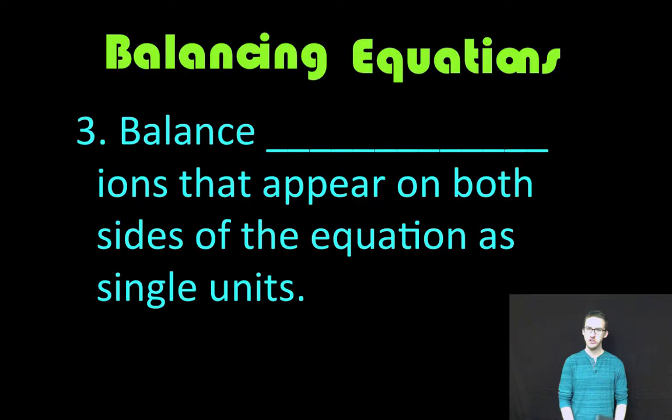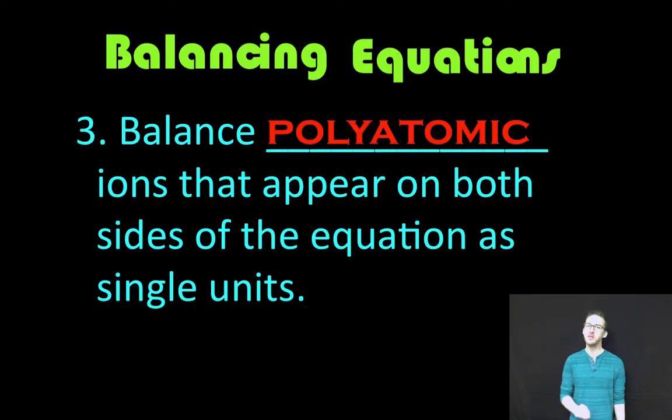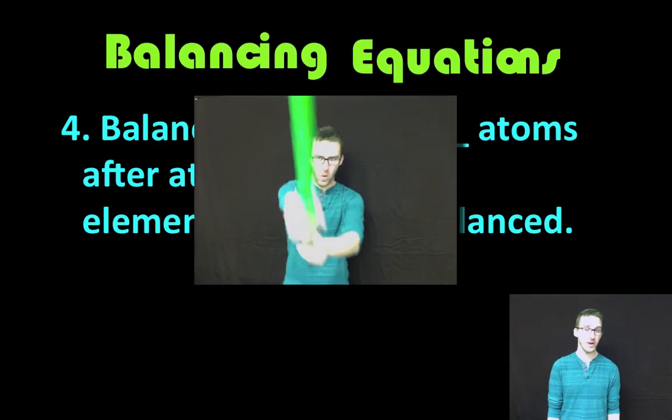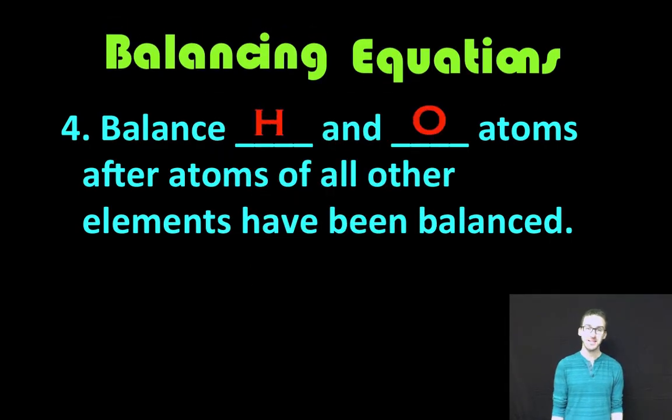Jedi trick numero 3. Balance those polyatomic ions that appear on both sides of the equation as single units. Take a look at and practice this Jedi trick in some of the guided practice videos to follow. And then finally, Jedi trick number 4. Balance hydrogen and oxygen atoms after all the other types. Generally, that's because your hydrogen and oxygen will appear in multiple places throughout the equation.